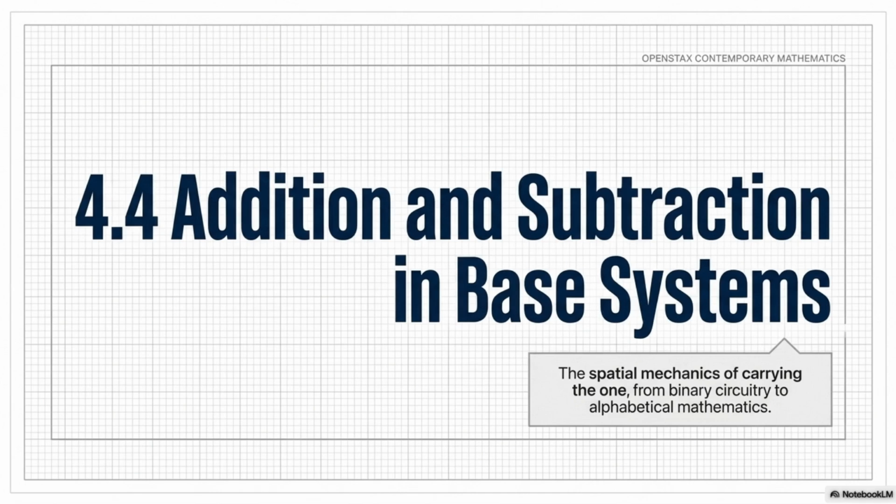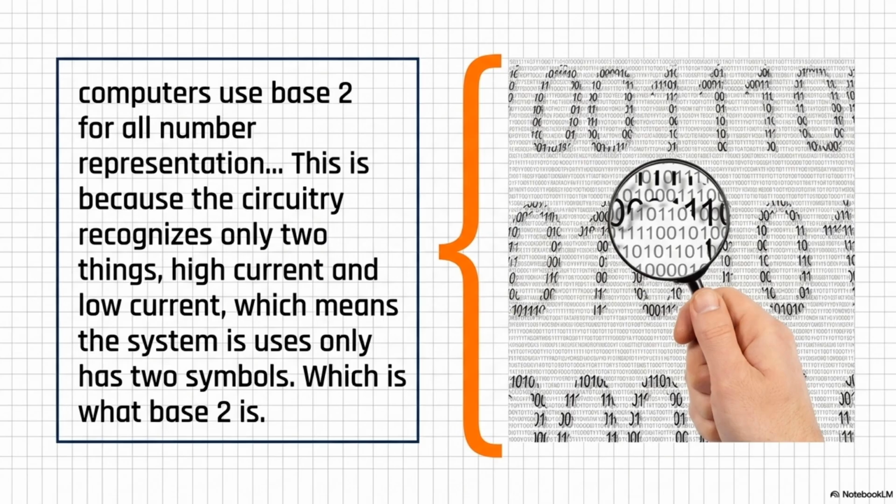Our source material for this session is section 4.4 of chapter 4 from Contemporary Mathematics. We're exploring how addition and subtraction work in non-traditional base systems. I know it sounds intimidating, but the secret is that it's exactly the same math you already know. Let's unpack this, because the textbook points out that computers use base 2 since their circuitry only recognizes high and low current, right? Right, exactly, just on or off. So on or off, 0, 1. But if the mechanics of math don't change, how do you calculate anything complex without the numbers 2 through 9?